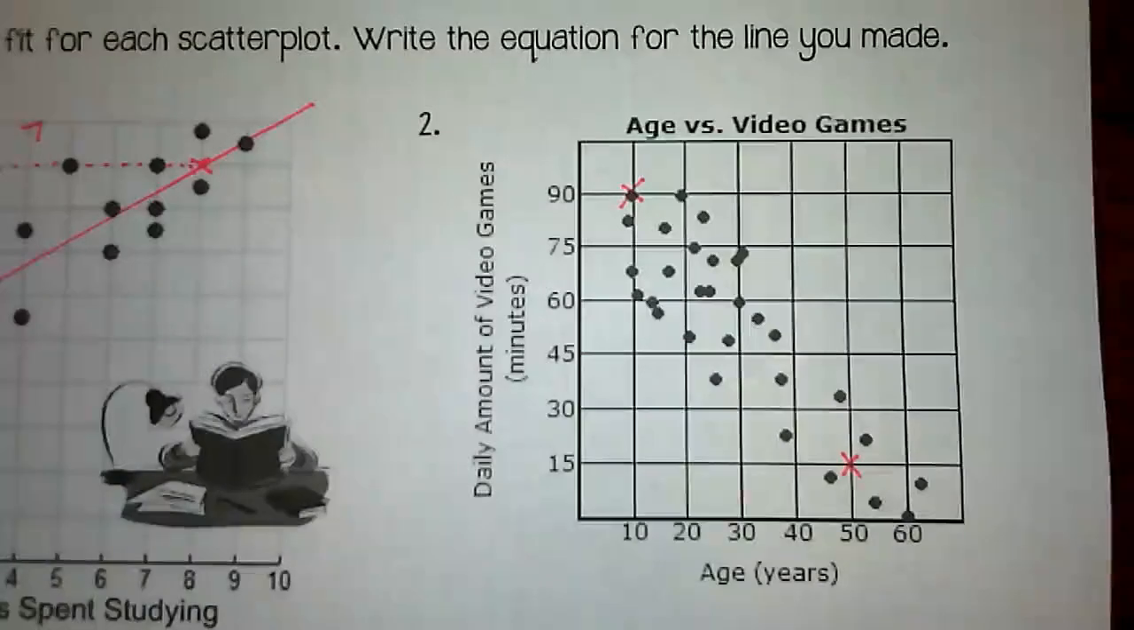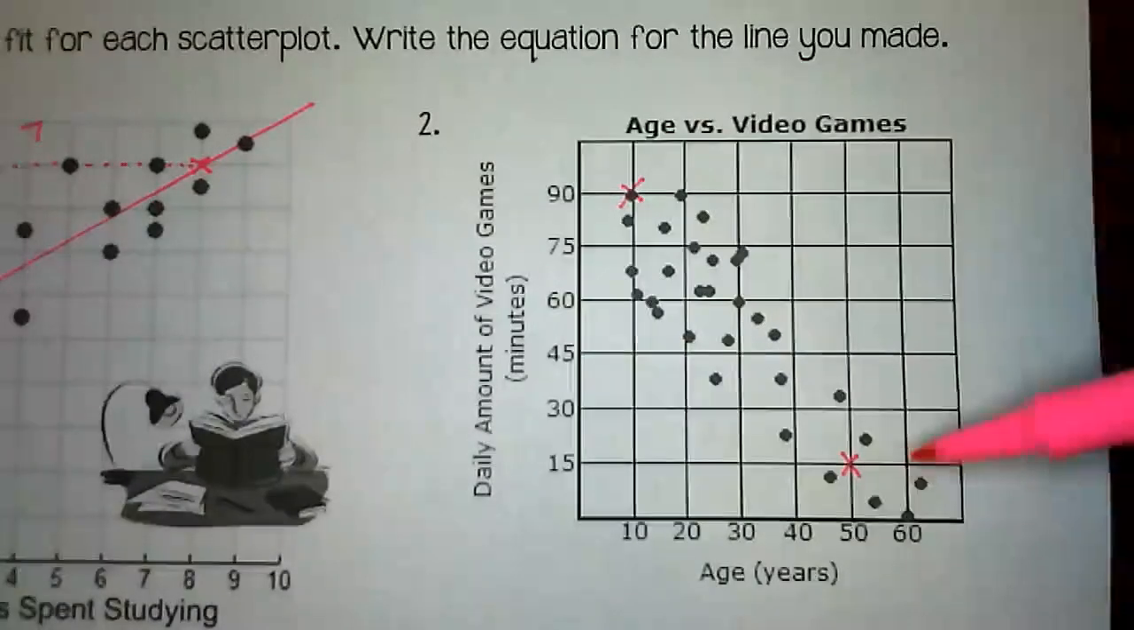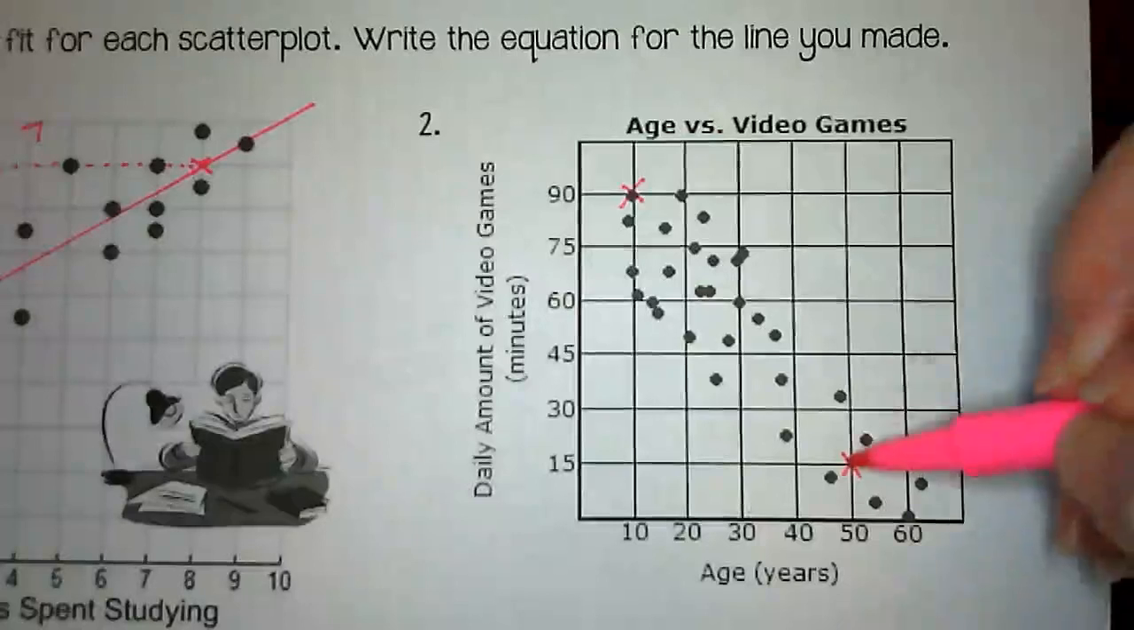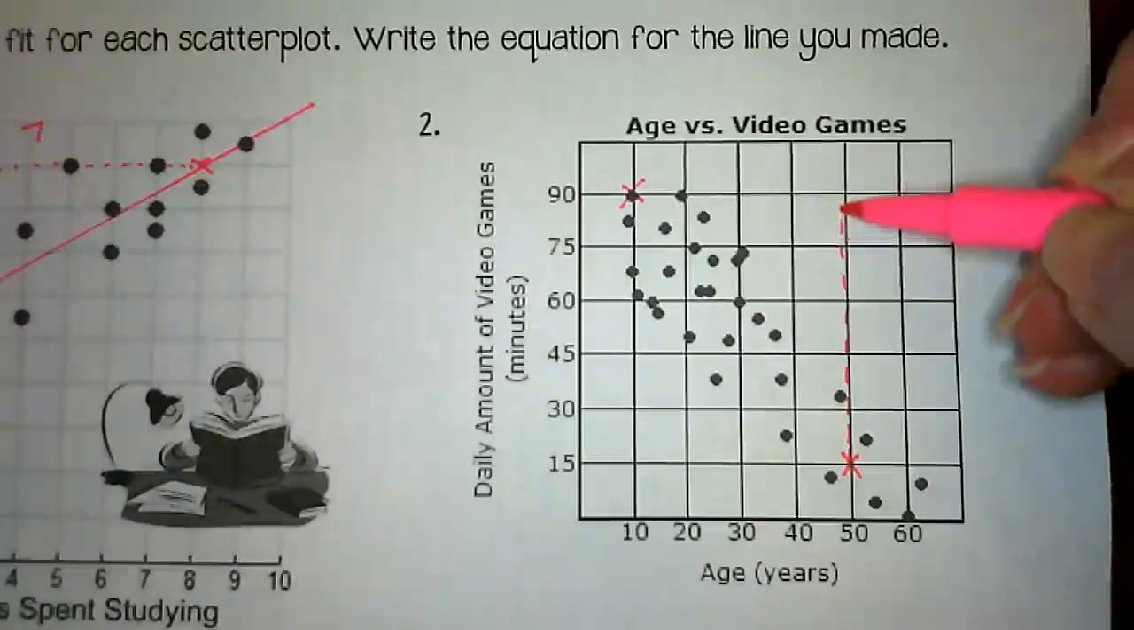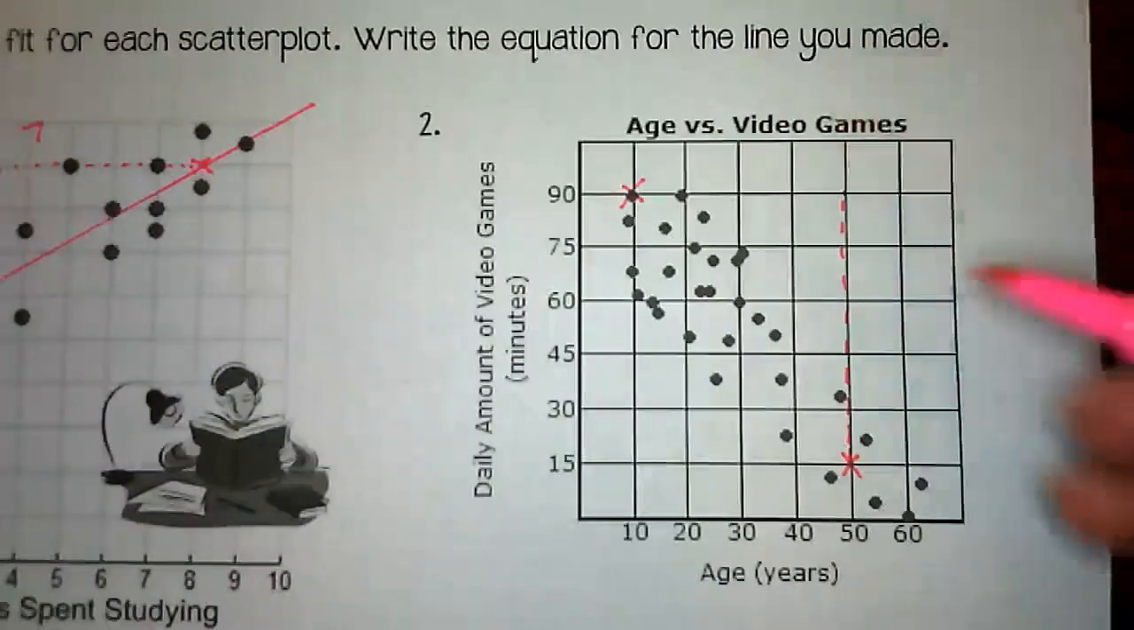All right, so what we need to do is write y equals mx plus b. So the first thing we need to do is rise over run. So if we follow up this way, we're going from 15 up to 90.